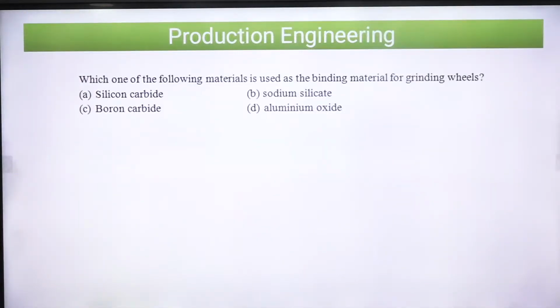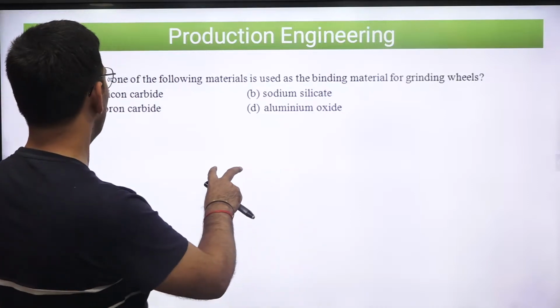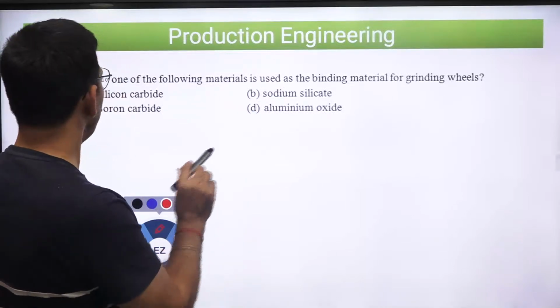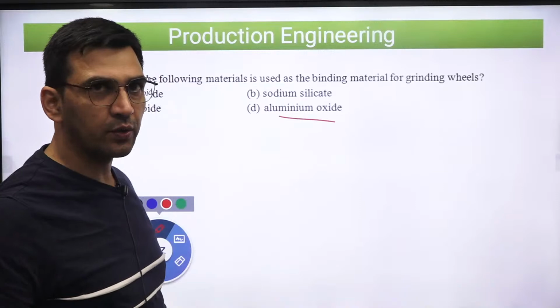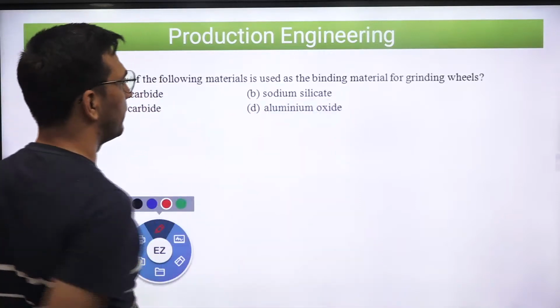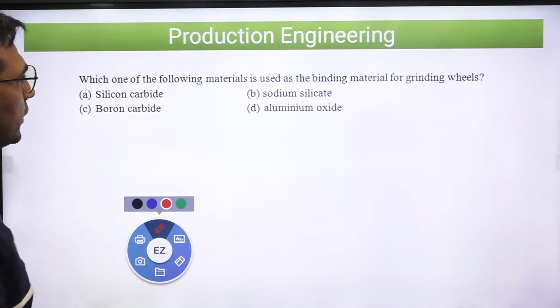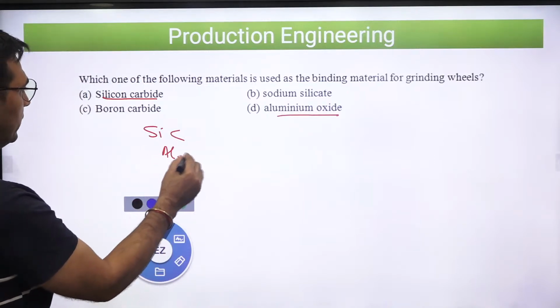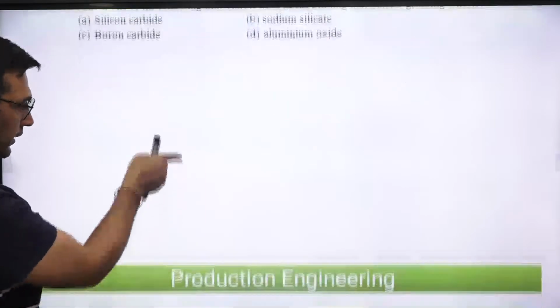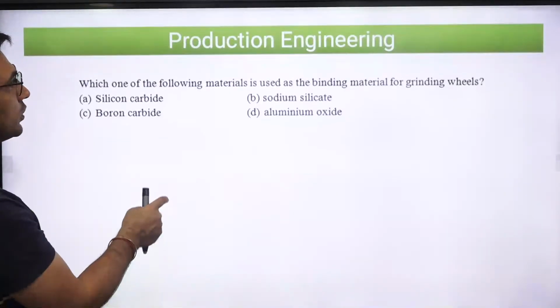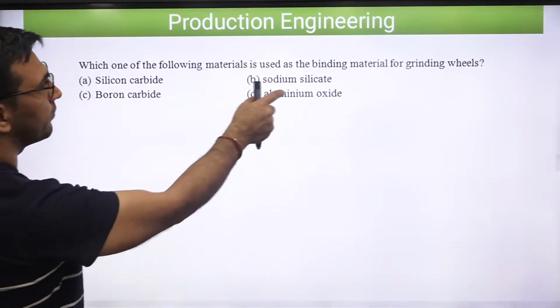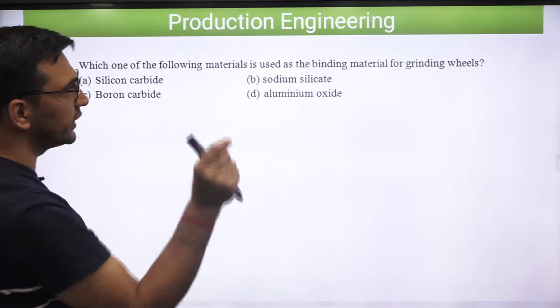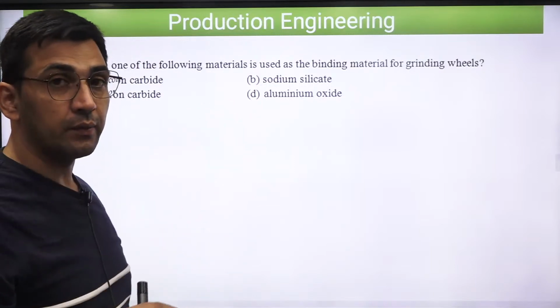Which one of the following materials is used as the binding material for grinding wheels? अब ये factual information है, या तो पता है तो ठीक है, नहीं तो नहीं. So now थोड़ा सा idea you can get from over here. ये जितने भी हैं आपके पार्टिकल्स, for example एल्यूमिनियम ऑक्साइड, सिरेमिक, राइट? सिलिकॉन कार्बाइड, एल्यूमिनियम ऑक्साइड Al2O3, बोरॉन कार्बाइड, these are all abrasive particles that we use in case of this grinding wheel.